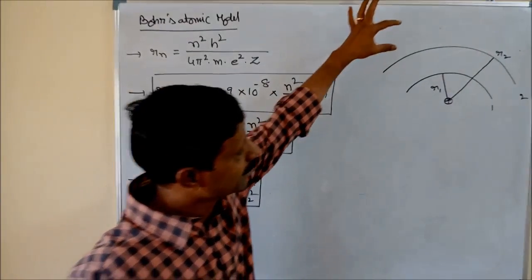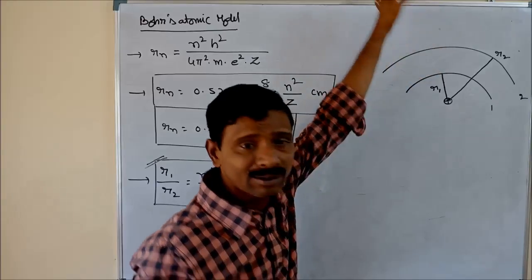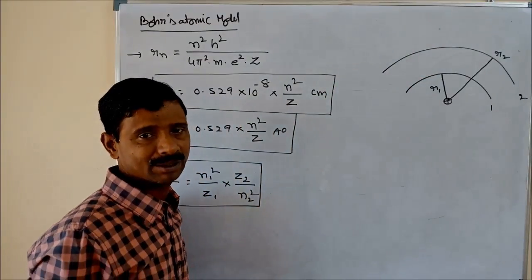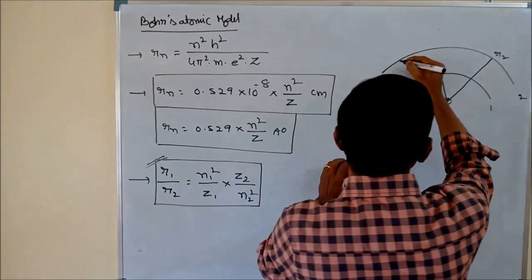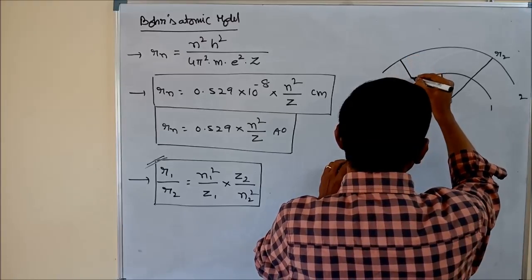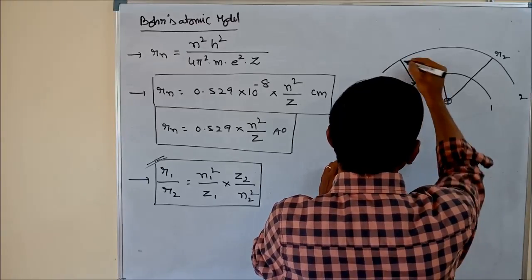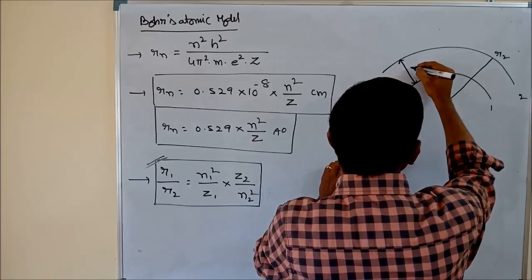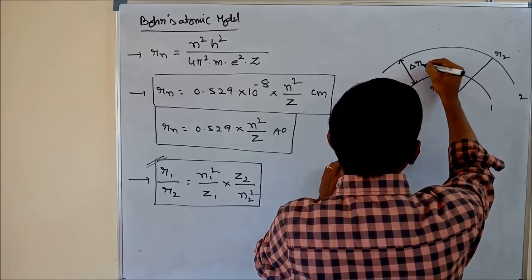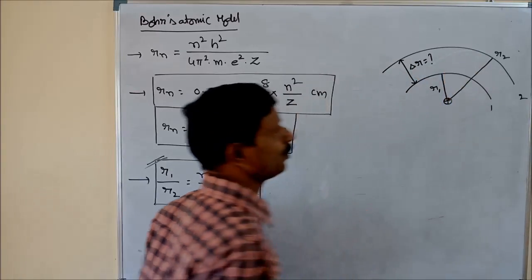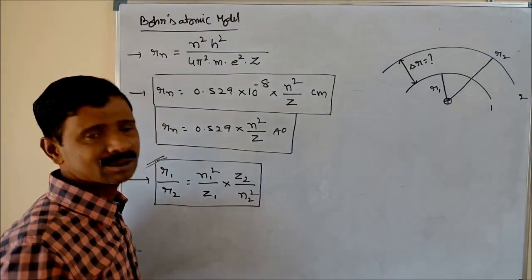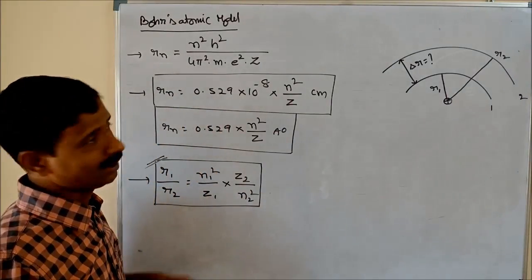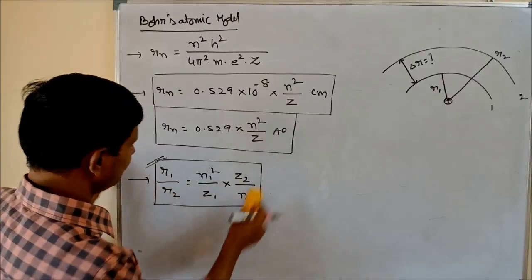Now, what is the difference in the sizes of the first and second orbit? Here you have to find out this distance, the gap present between the second and first orbit. Let it be delta R. So how to find that? What is the distance between the first and second orbit? Of course it is nothing but R2 minus R1.